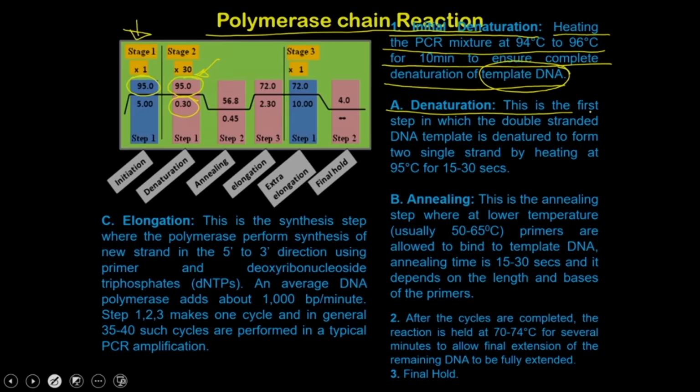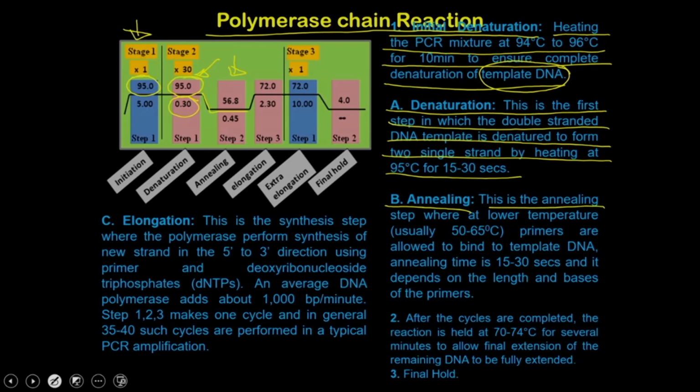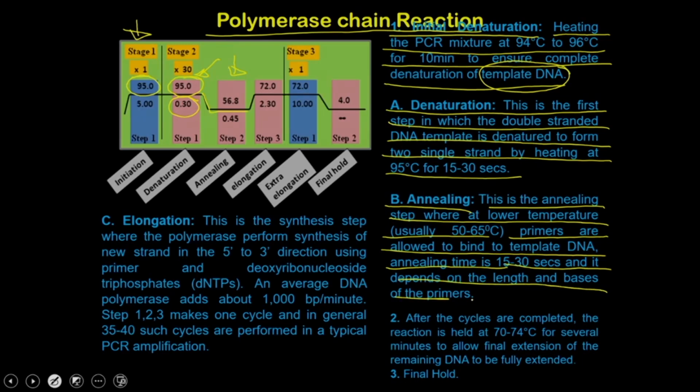In the denaturation step, this is the first step in which the double stranded DNA is denatured to form 2 single stranded DNA by heating the DNA at 95 degrees Celsius for 15 to 30 seconds. Now, you are going to lower the temperature. That is the annealing step. In the annealing step, at the lower temperature like 50 to 65 degrees Celsius, the primers are allowed to bind to the template DNA, and the annealing time is 15 to 30 seconds, and it depends on the length and the bases of the primers.